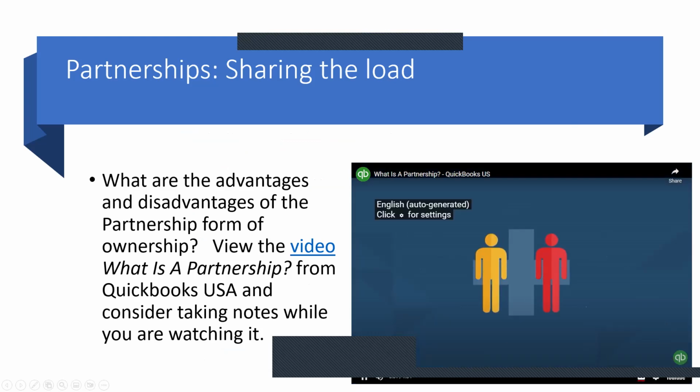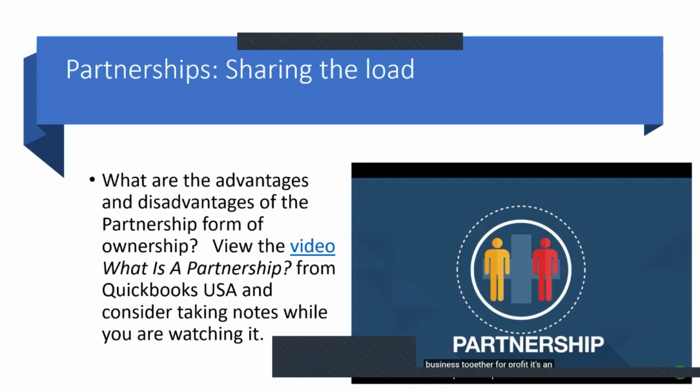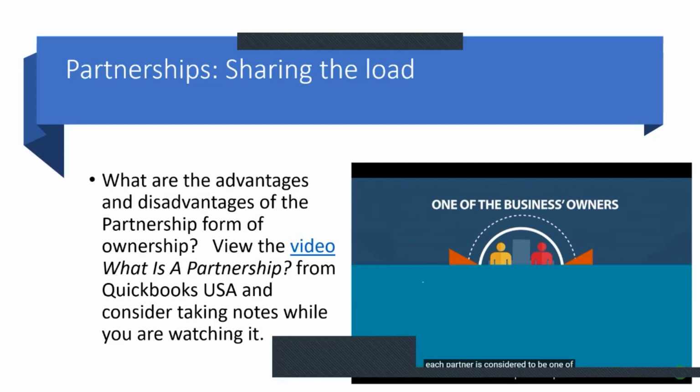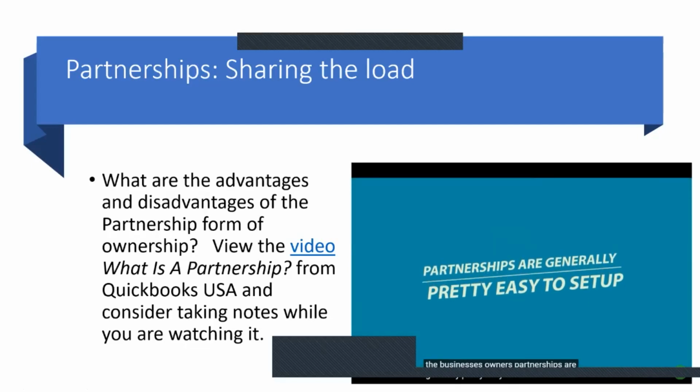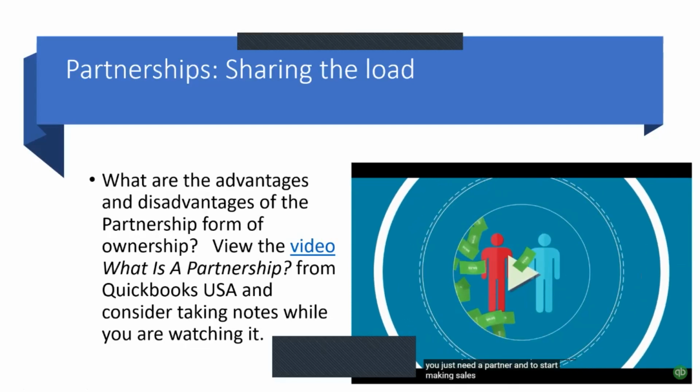Anytime two or more people run a business together for profit, it's an official partnership. In a partnership, each partner is considered to be one of the business's owners. Partnerships are generally pretty easy to set up. There is no fee or process to form a partnership. You just need a partner and to start making sales.